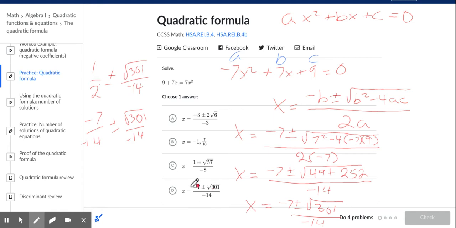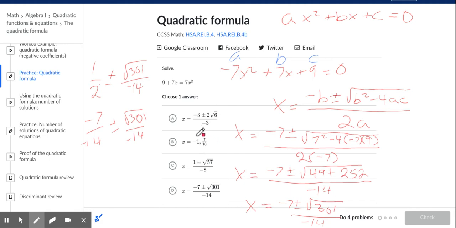So if they don't have one that looks like this, it might look like this. Alternatively, you might have to simplify your radical. The square root of 301, I don't think simplifies at all, which is why it doesn't have a simplified version there. But this, for example, is the simplified version of the square root of 24. So if you got the square root of 24, that would be the same thing as this. So you might have to simplify your square root.